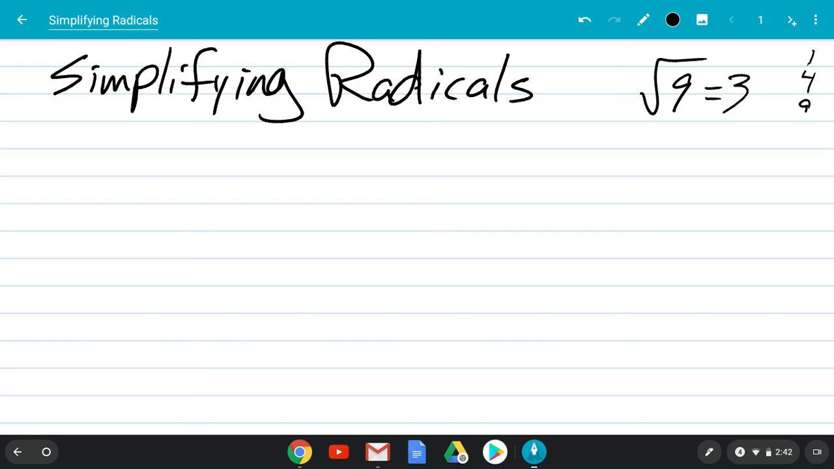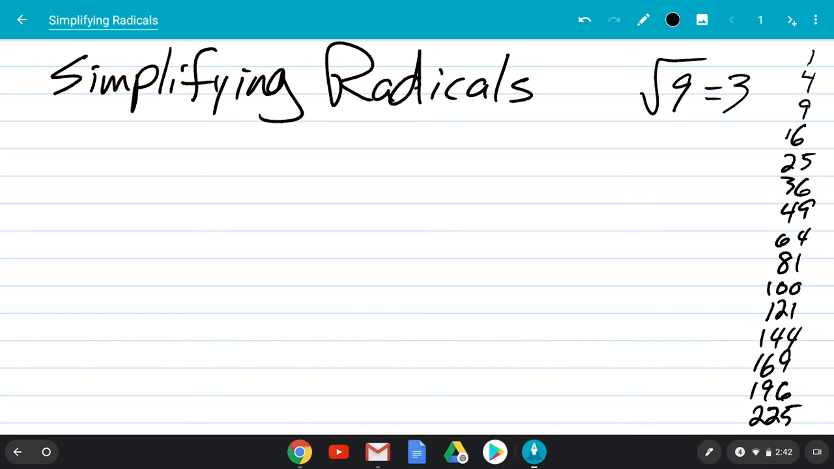Remember our perfect squares? We got 1, 4, 9, 16, 25, 36, 49, 64, 81, 100, 121, 144, 169, 196, 225. We had tons of quizzes on those this year. Well, we're going to use those or factor trees to help us simplify radicals. If you were given one of these numbers underneath a radical, you should be able to know their square root really simple. That's where I am as we start this process.